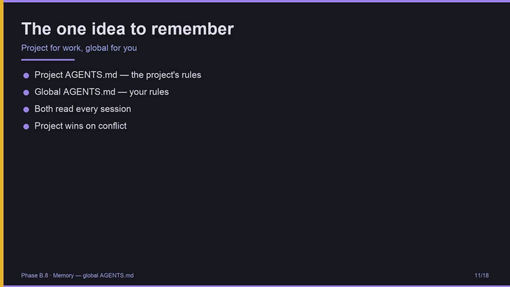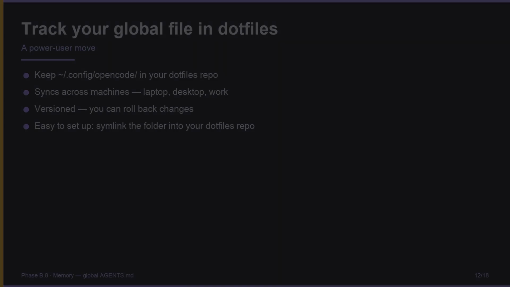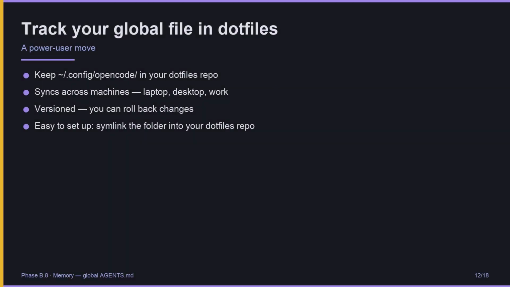If you remember one idea, project for work, global for you. Project agents.md holds the project's rules. Global agents.md holds your rules. Both are read every session. Project wins on conflict. Two scopes, two audiences, one combined context window.